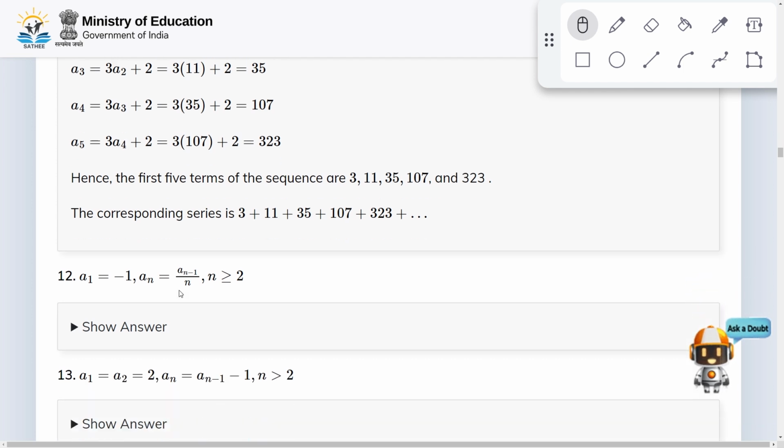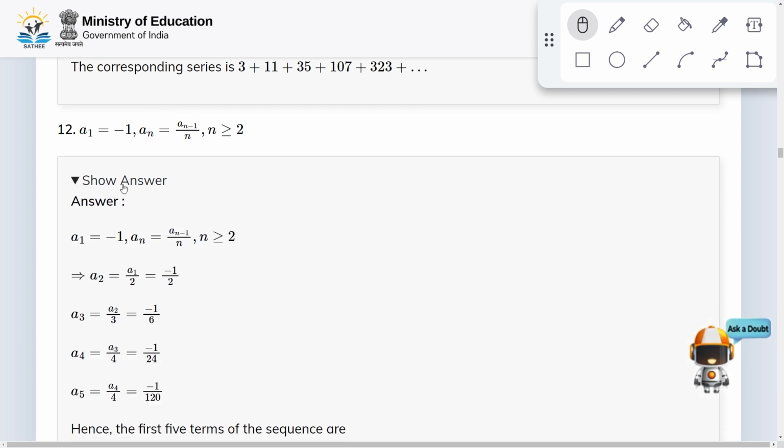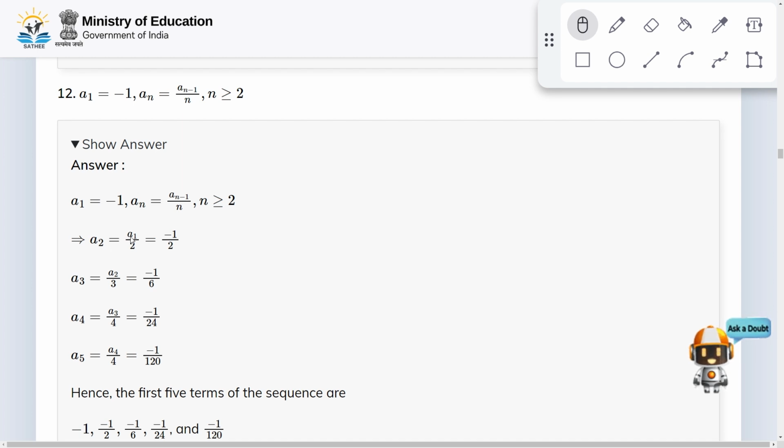Okay, and so on. For 12, A1 is given to you as minus 1 and the nth general form is given here: An is equal to An minus 1 divided by n. So A1 is already given. A2 will be A1 by 2, which means minus 1 by 2. A3 will be A2 divided by 3, which means minus 1 by 6. A4 will be A3 by 4. A3 is minus 1 by 6, and the denominator will be multiplied by 4. This means 24.